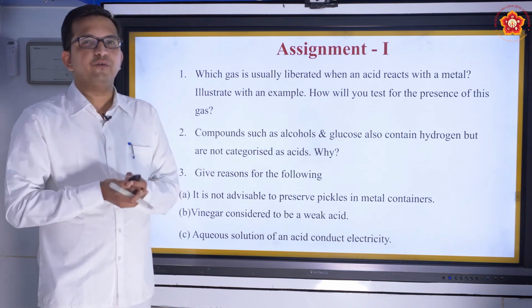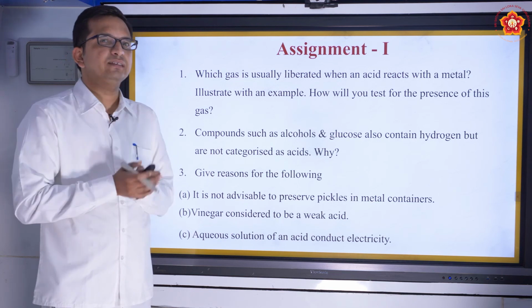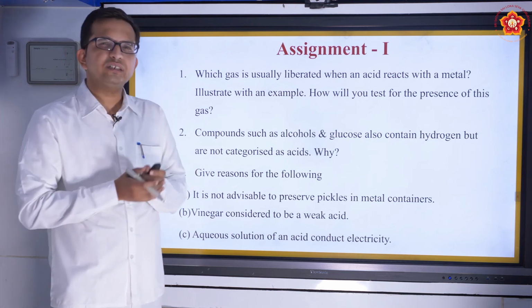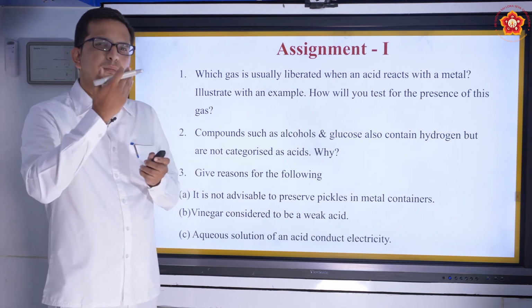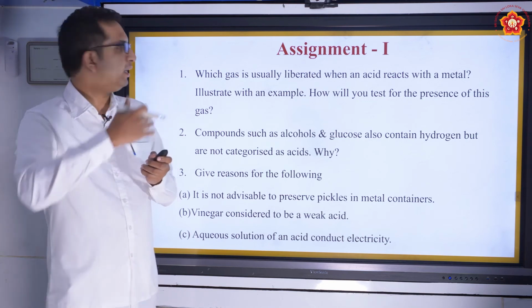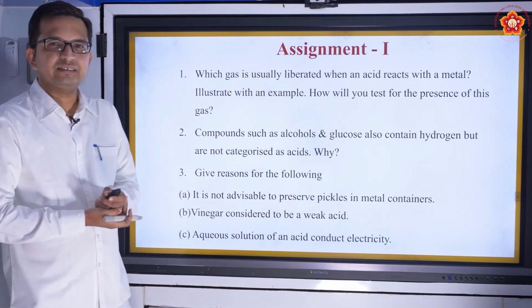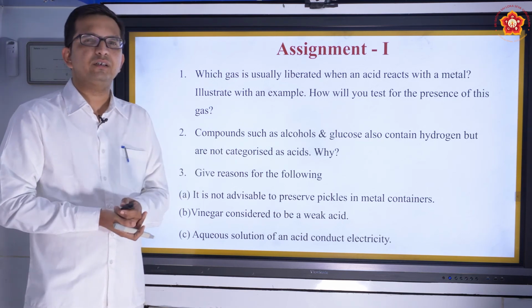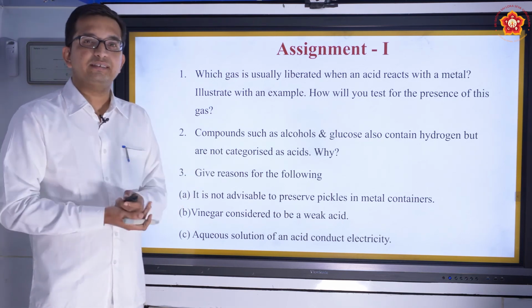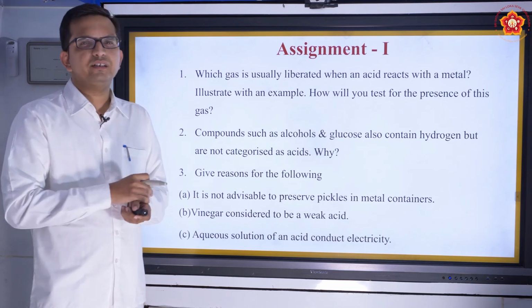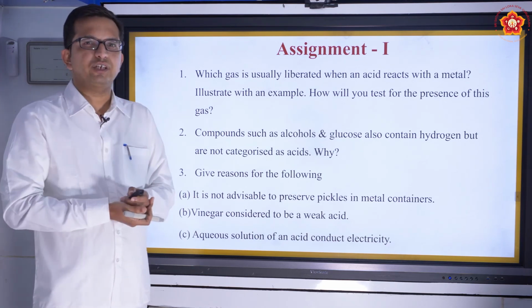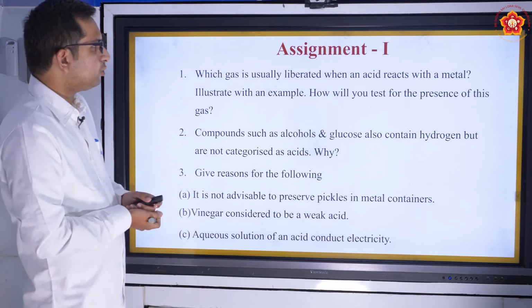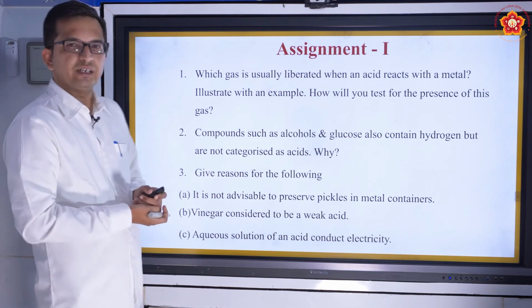This was the first type of reactions that we studied under acids. So you just have to revise what the reaction between an acid and a metal was. Illustrate with an example. Think over it. I have given one example here. Hopefully you can find some other example by yourselves, but be clear that you have to write a perfectly balanced chemical reaction. How will you test for the presence of this gas?